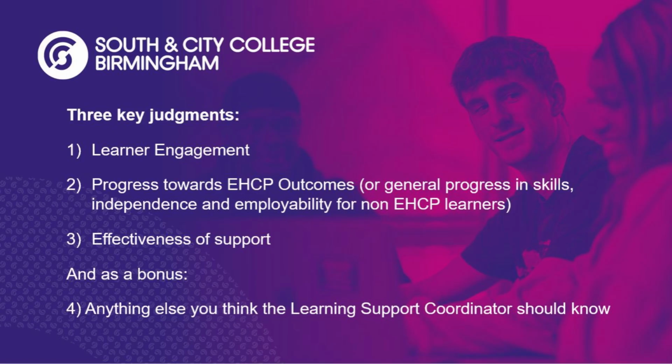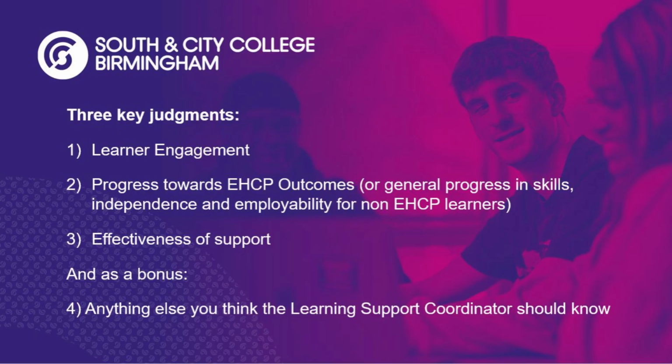The form itself now has 3 mandatory questions and 1 optional. You must provide a brag rating, with a clear explanation, for engagement with learning, progress towards EHCP outcomes and effectiveness of support. If you are supporting a non-EHCP learner, use the second question to comment and make judgment on their progress in their skills, independence and employability. The fourth box is optional, and is there so that you can share issues with the LSC that haven't been captured elsewhere.